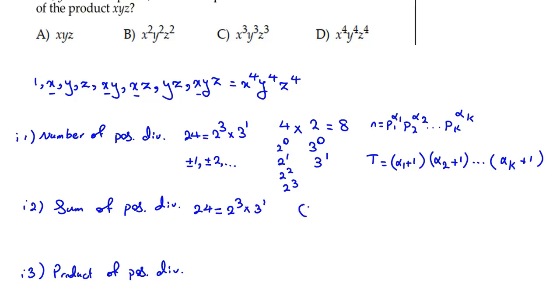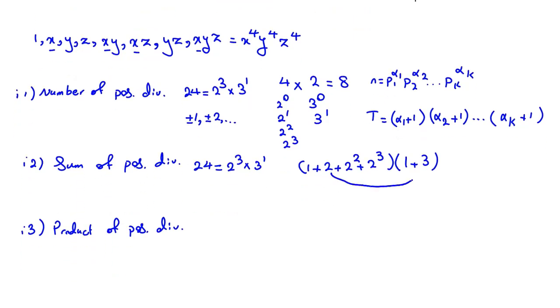We can write it as (1 + 2 + 2 squared + 2 cubed) times (1 + 3). Then for all divisors, for this one, the powers of 2, and this, we multiply, and between them there will be a summation. So this is the sum of positive divisors.